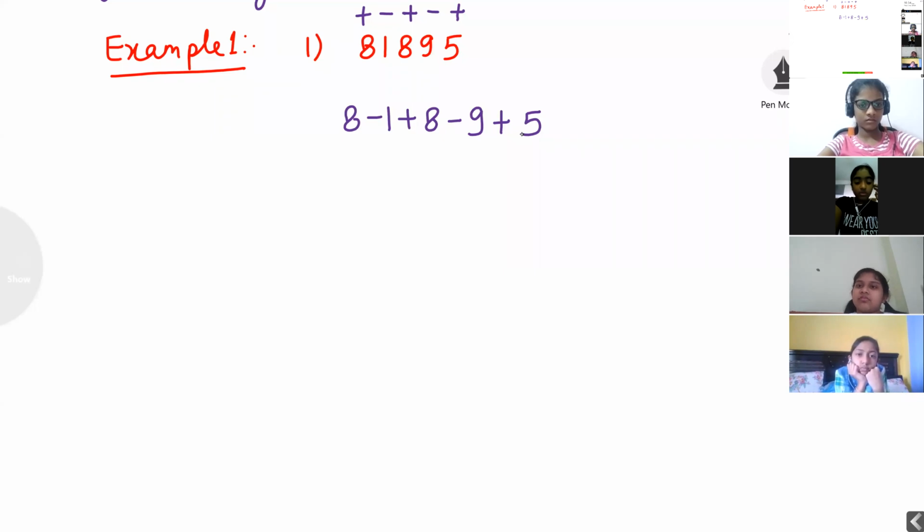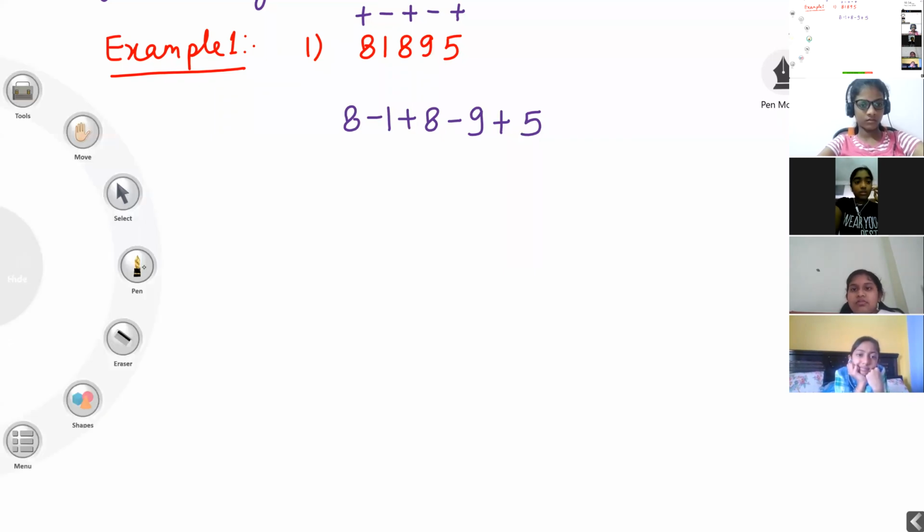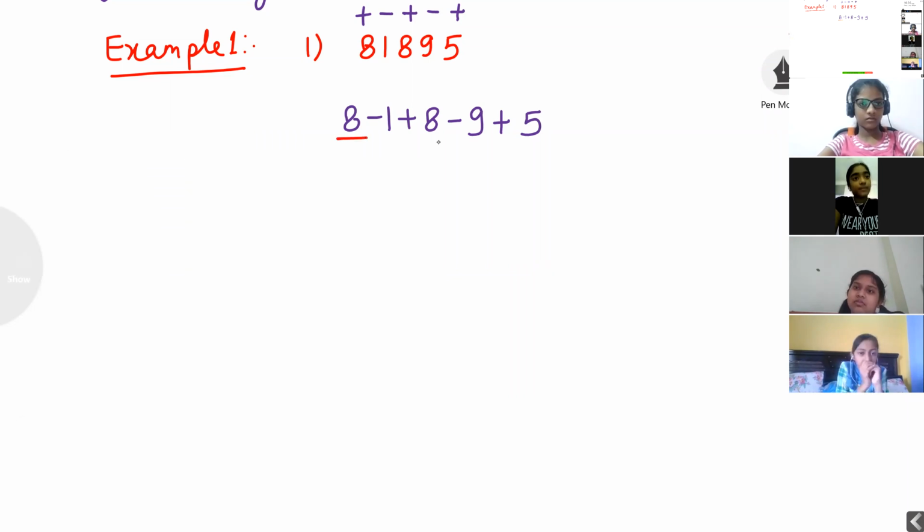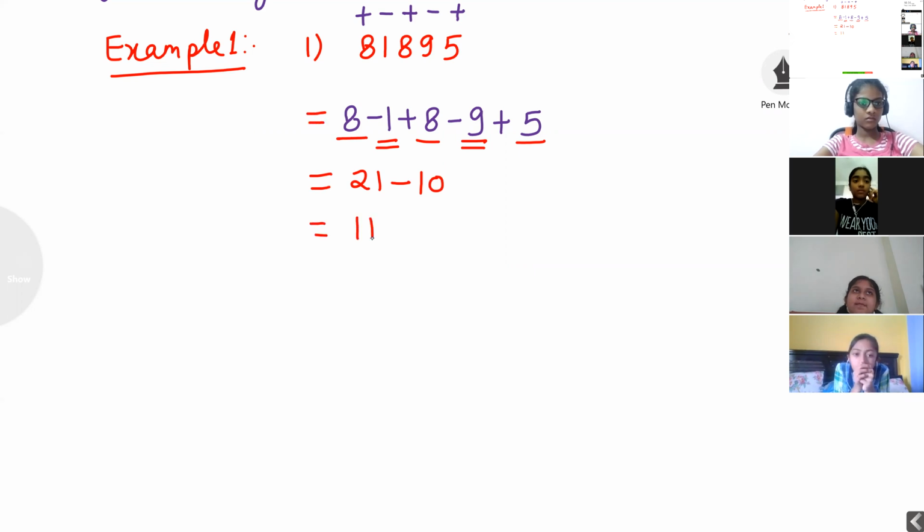Now how to solve? I want to check like terms and unlike terms. In this question, plus 8, plus 8, plus 5. 8 plus 8, 16 plus 5, 21. Minus 1, minus 9, minus 10. Now 21 minus 10 is equal to 11. 11 comes in the 11 table. Yes. Then I can say 81,895 is divisible by 11.